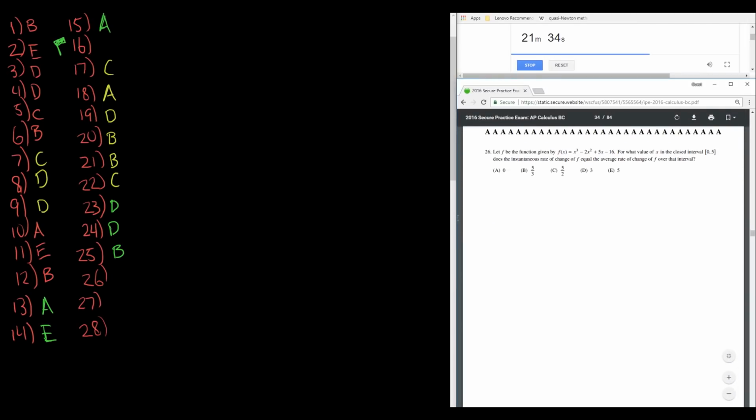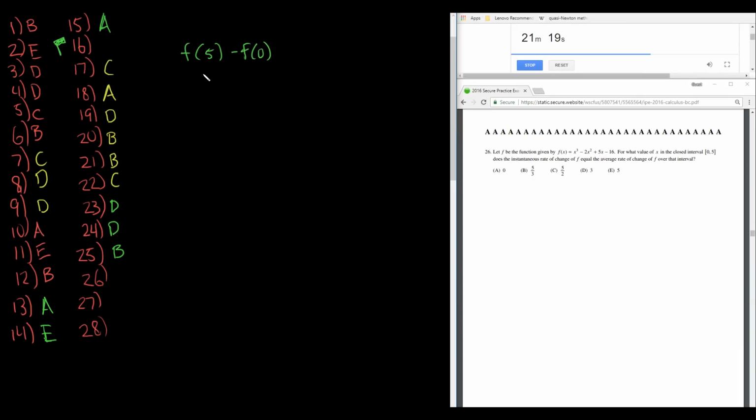Alright, question 26. Let f be the function given by blah. For what value of x in the closed interval is the instantaneous rate of change equal to the average rate of change of f over that interval? Okay, well, the average rate of change is going to be f of 5 minus f of 0 divided by the interval length, which is 5. And, yes, okay, so this is just a slope function, so regular algebra 2 slope.